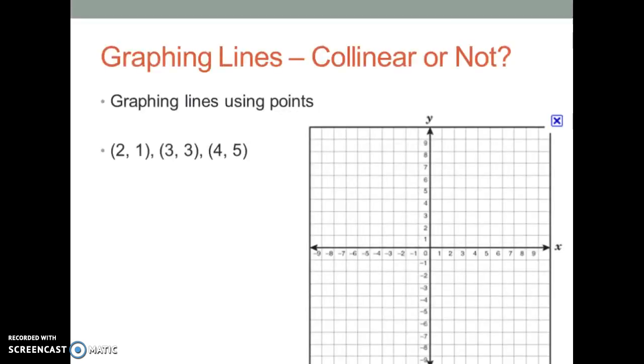So another part of this lesson is thinking about if graphs are collinear or not, if the lines are collinear. Collinear simply means when you graph those points, it forms a straight line.